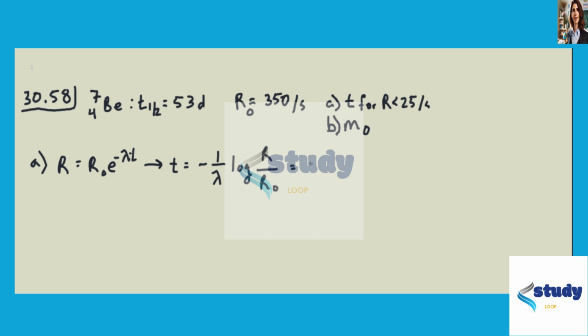So now 1 over lambda is the half-life divided by the log of 2. And so now we have things that we know everywhere, and so we can put the numbers that we know in. And so we find that we have to wait for about 200 days. So 2.0 times 10 squared days.